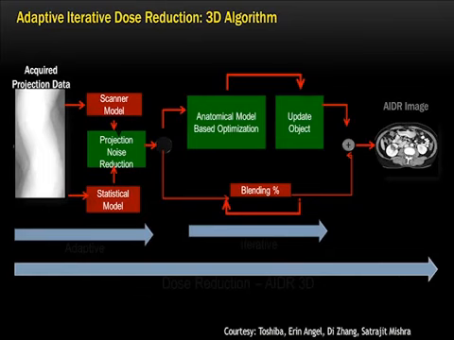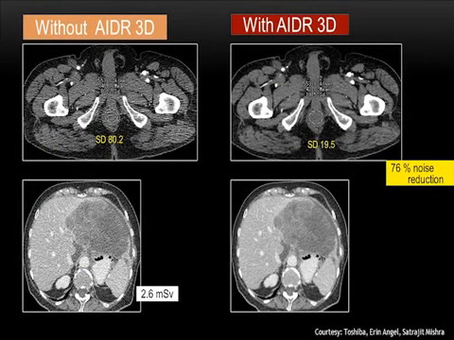We don't have a Toshiba scanner yet, but courtesy of Toshiba, from Erin and Daizang and Satyajit Mishra, we have the algorithm over here, where they also take the projection data, include the scanner model information and statistical model information, then get into the image domain. I think this is the adaptive part, and this is the iterative part. So that's the name, adaptive iterative dose reduction, AIDR. It loops around over here and has some blending tools. This is how AIDR behaves in abdominal CT.